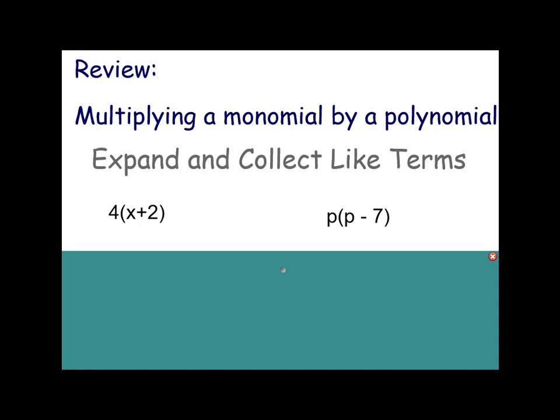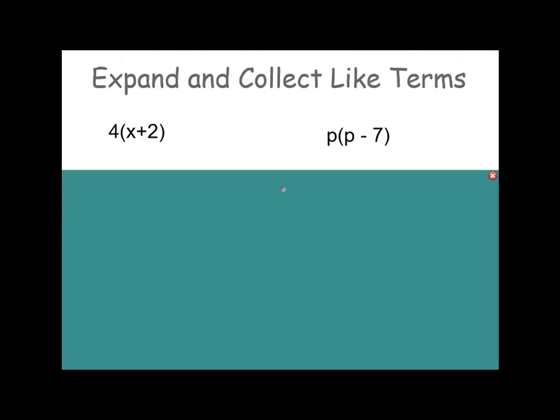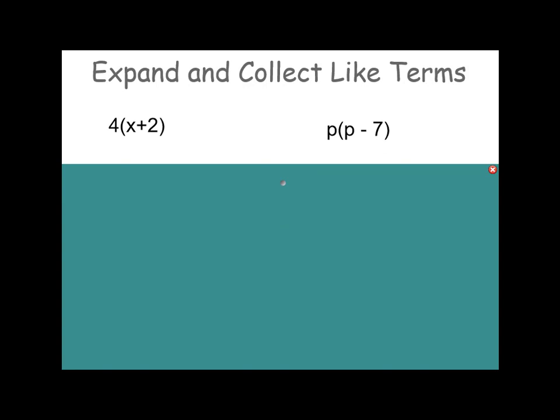For our first example, we have 4 times x plus 2. So what we're going to do here is distribute that 4 into the x and into the 2. So I'm going to multiply 4 by x, and I'm going to multiply 4 by positive 2, which would make a positive 8. Here I'm going to multiply my p times p minus 7.